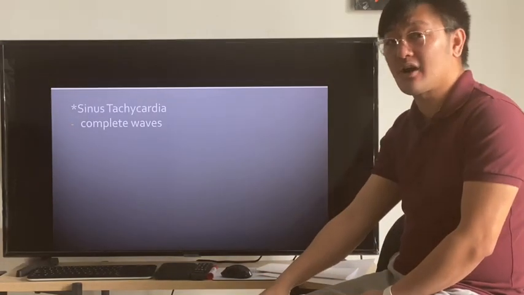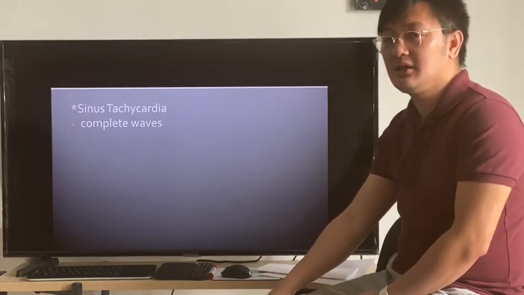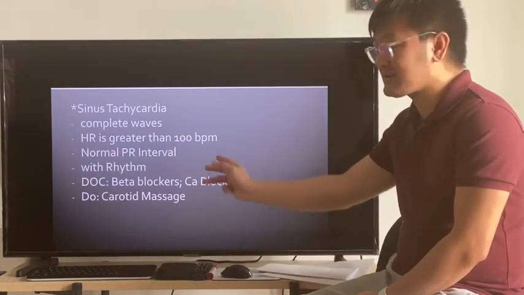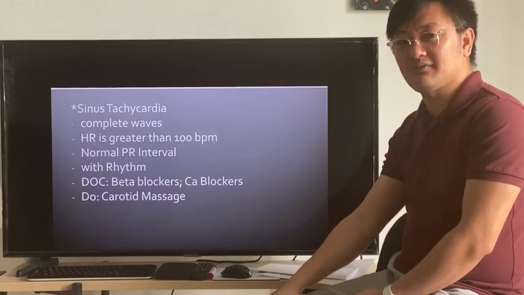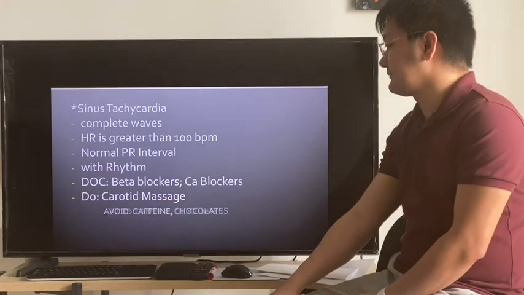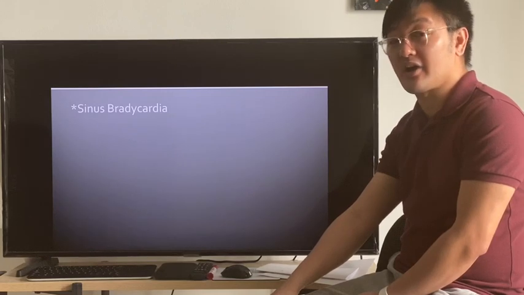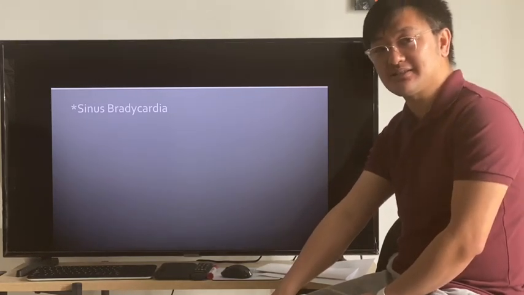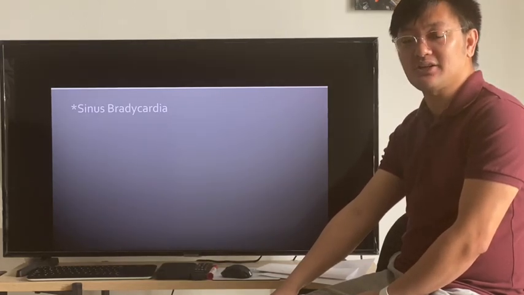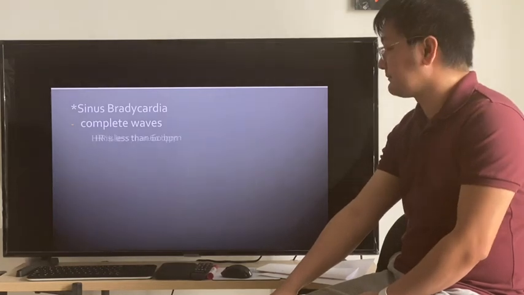Sinus tachycardia: waves are complete, PR interval is normal, it's just that the heart rate is more than 100. So we give beta blockers here, calcium channel blockers, and we do carotid massage. And I said avoid caffeine, avoid chocolates. Sinus bradycardia means waves are complete, it's just that the heart rate is less than 60. PR interval is normal. I said that sinus bradycardia is expected and normal for elderly and athletic people. And the drug of choice here is atropine.